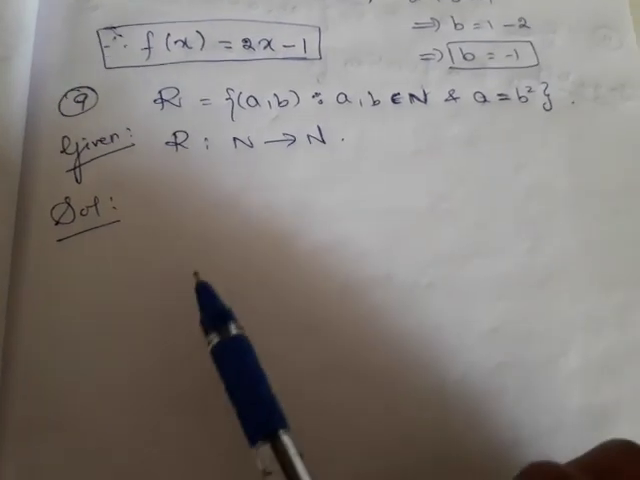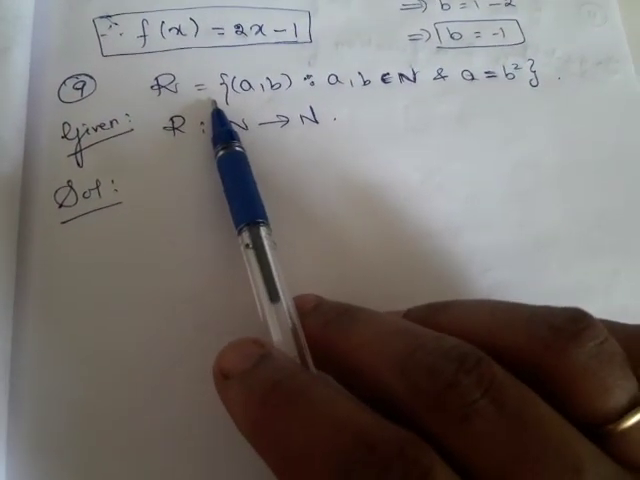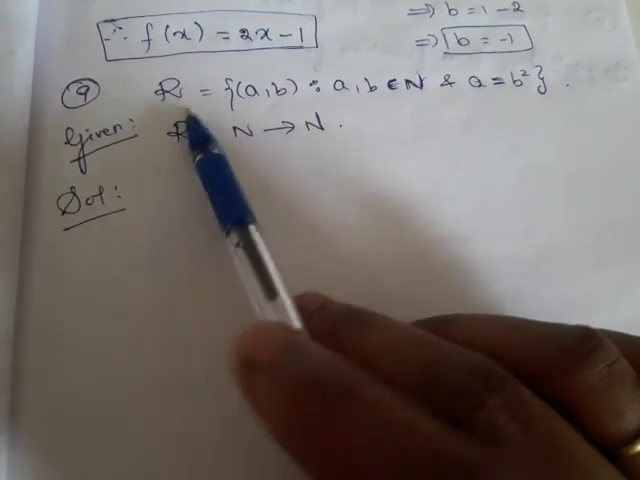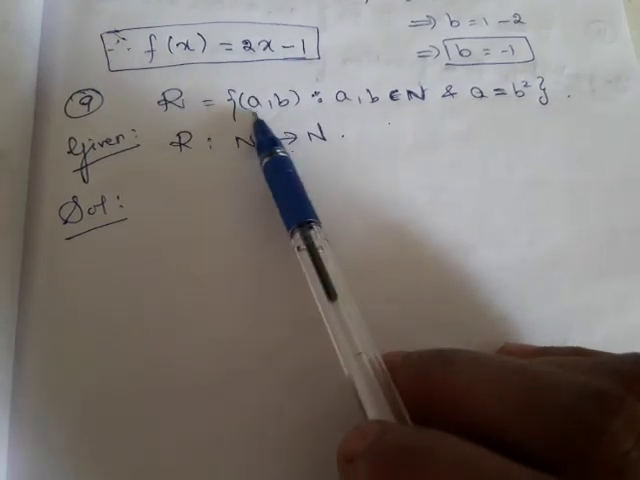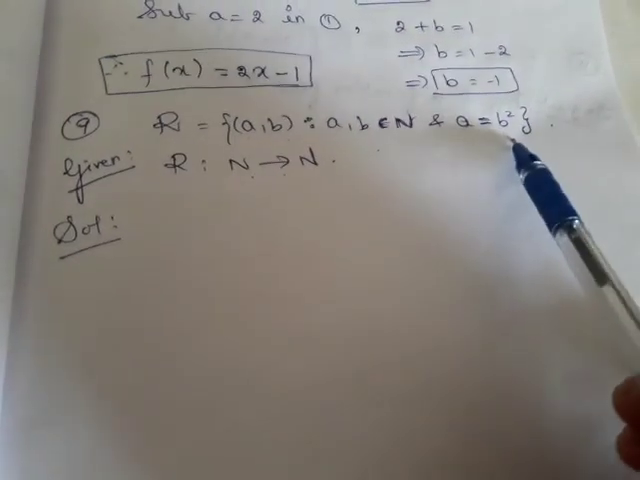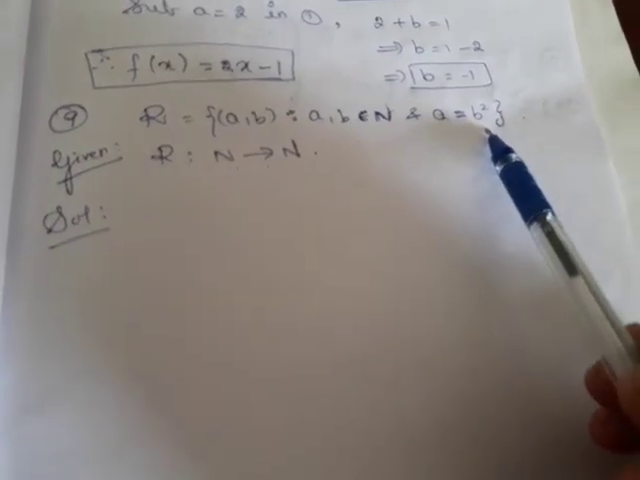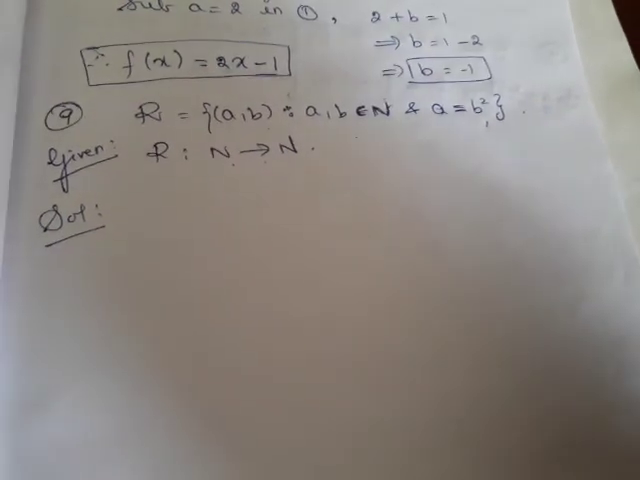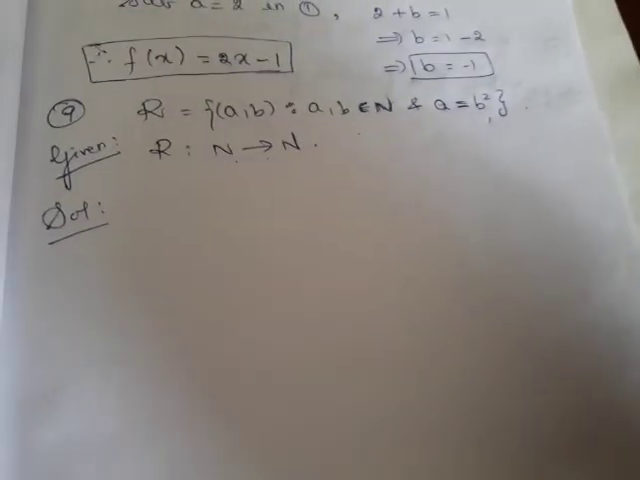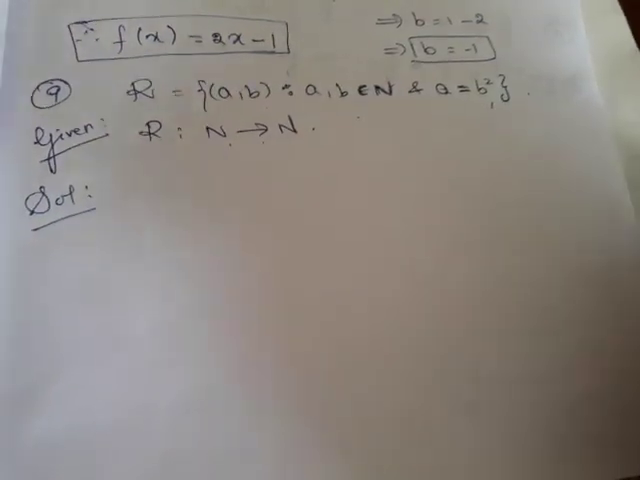See the next question, it is also quite interesting. They have given you a relation from N to N such that the set of all (a, b) where a, b belongs to N and a is equal to b square. And they asked you to say whether the following are true. They have given you 3 conditions and they asked you to justify your answer. So before getting into that, let us analyze what the relation is all about.